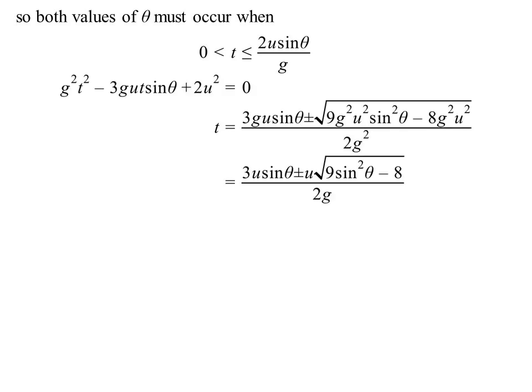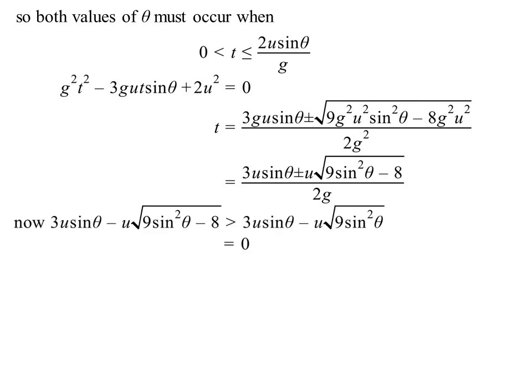Okay, let's go back to our gut equation. So g squared t squared minus 3gut sine theta plus 2u squared equals 0. So solving for t, we get 3gu sine theta plus or minus this wonderful expression, which is very messy. So I'm going to change it to this: 9 sine squared theta minus 8. How on earth did he do that? Yeah, just divide everything by g. Oh, and u squared. So I factorised the u squared outside of the surd, you'll notice as well. So now that surd there, that 9 sine squared theta minus 8, is a little bit neater.